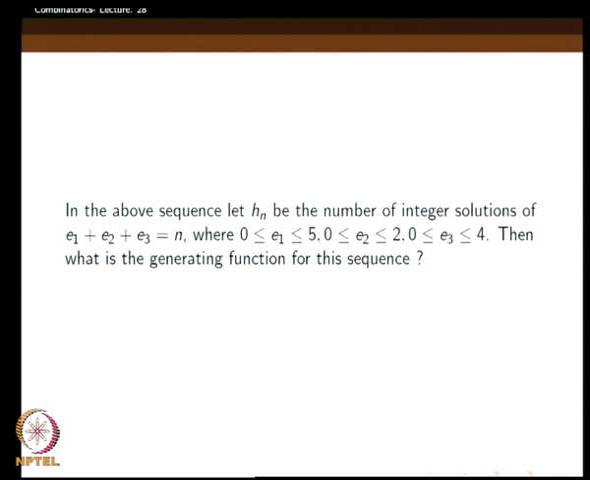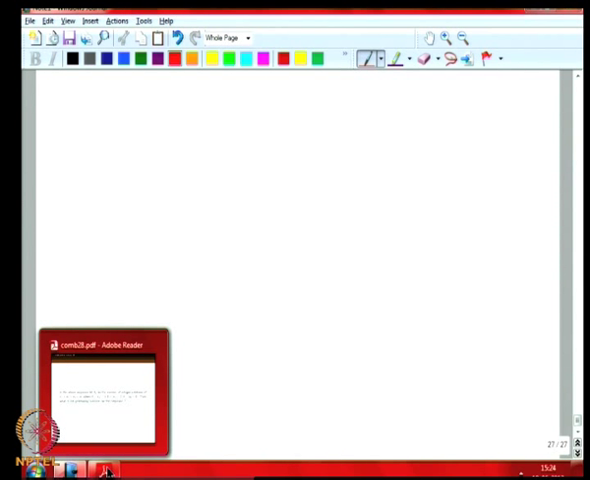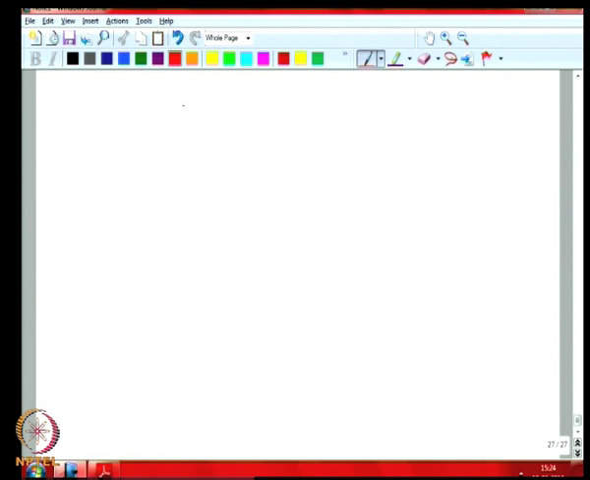Then what is the generating function for this sequence? Earlier we had considered the first term as 1 by (1 minus x), the second term as 1 by (1 minus x), the third term also as 1 by (1 minus x), and we had taken k such terms. That is why this 1 by (1 minus x) whole power k came.